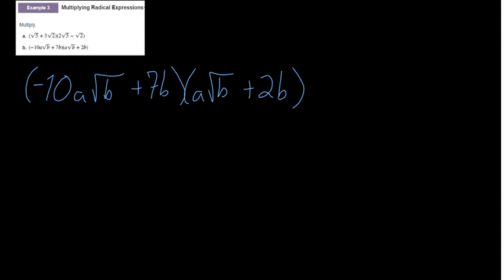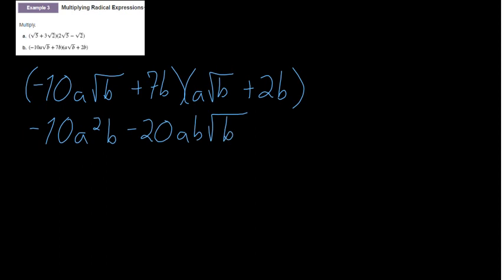So we're going to have negative 10, looks like a squared, and it's going to be, again, the square root of b times the square root of b, so it's going to just be ab. And it's going to be minus 20 ab on the square root of b, and we're going to have plus 7 ab on the square root of b, and then plus 14b squared.